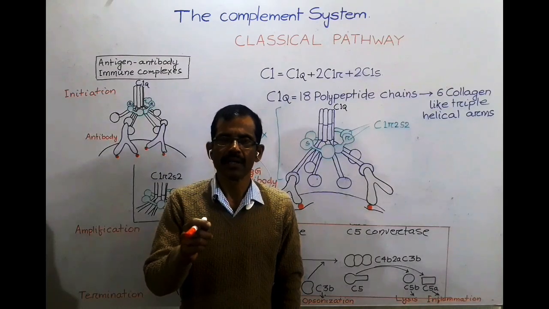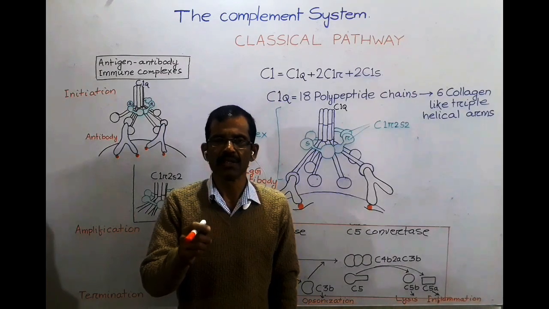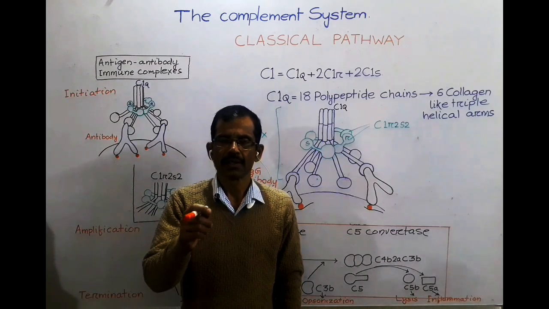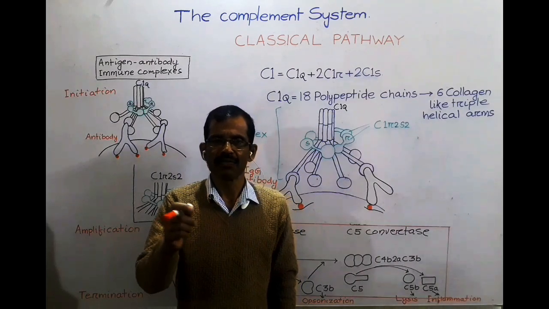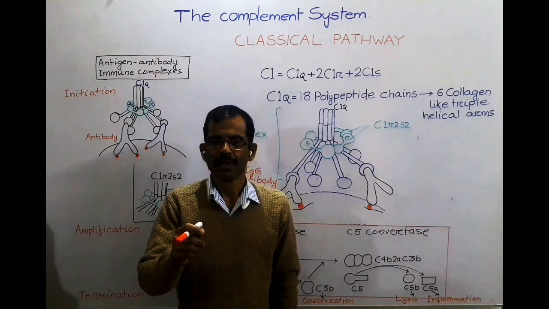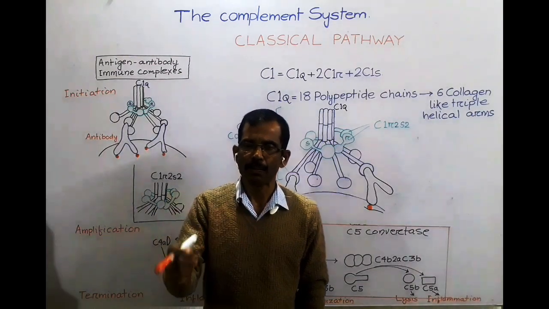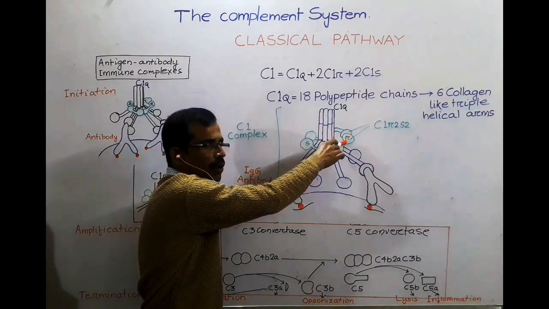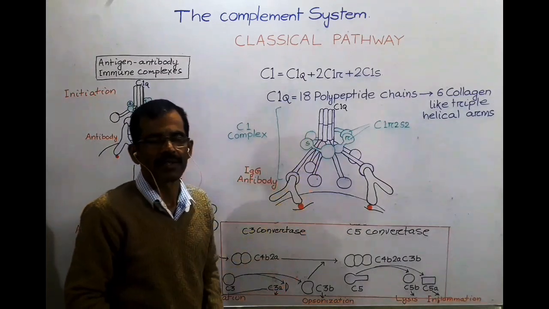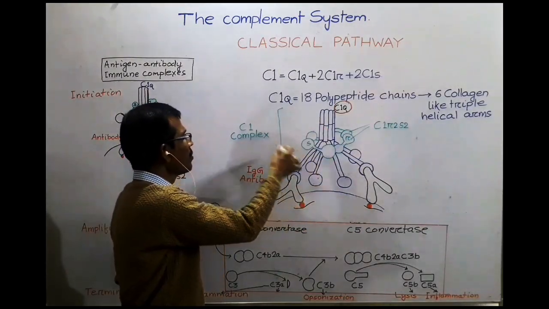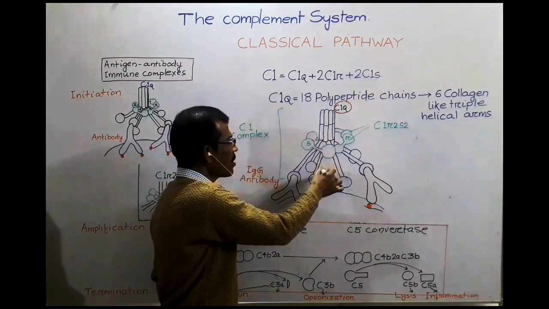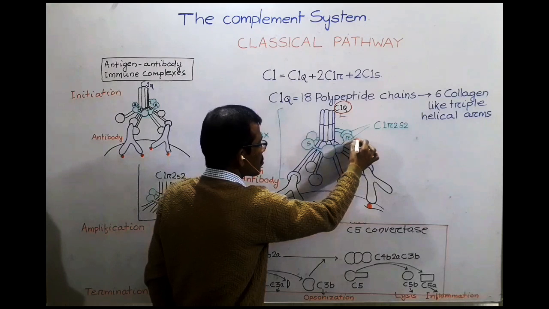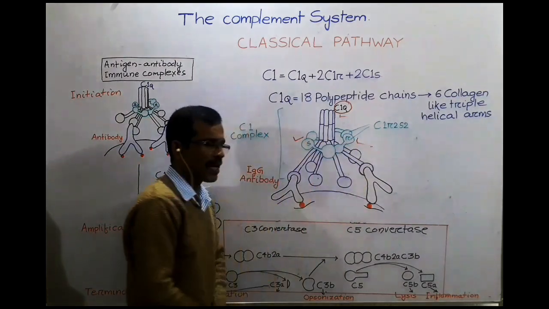The formation of an antigen-antibody complex induces conformational changes in the non-antigen binding Fc portion of an antibody molecule. This conformational change exposes a binding site for the C1 complement component. The C1 component is a macromolecular complex consisting of one molecule of C1q, two molecules of C1r, and two molecules of C1s. This figure shows the composition of a C1 complex.